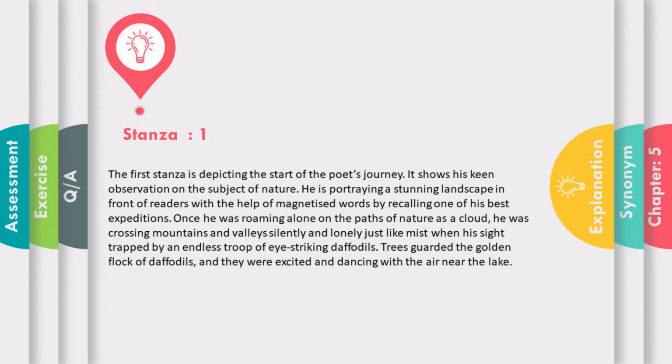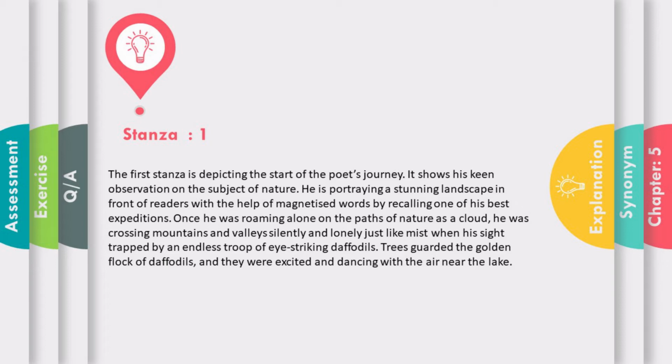Now move towards the explanation of stanzas. In the first stanza, the poet is depicting his journey. It shows his keen observation on the subject of nature. In these lines, he is portraying a stunning landscape in front of readers with the help of magnetized words, recalling one of his past expeditions.